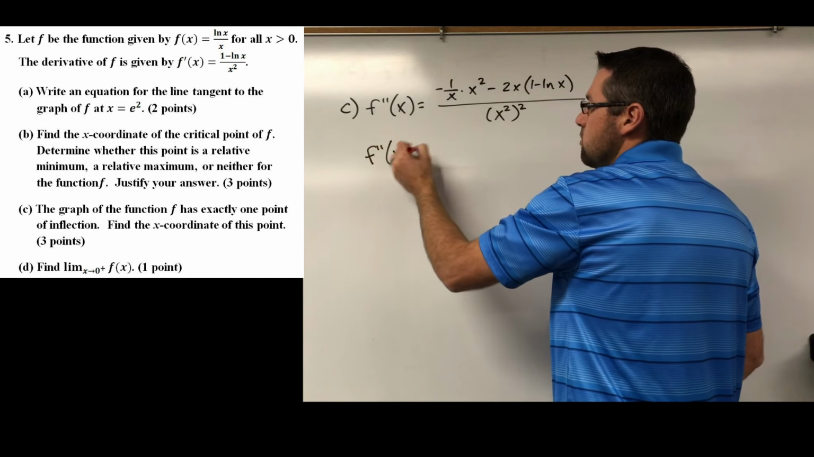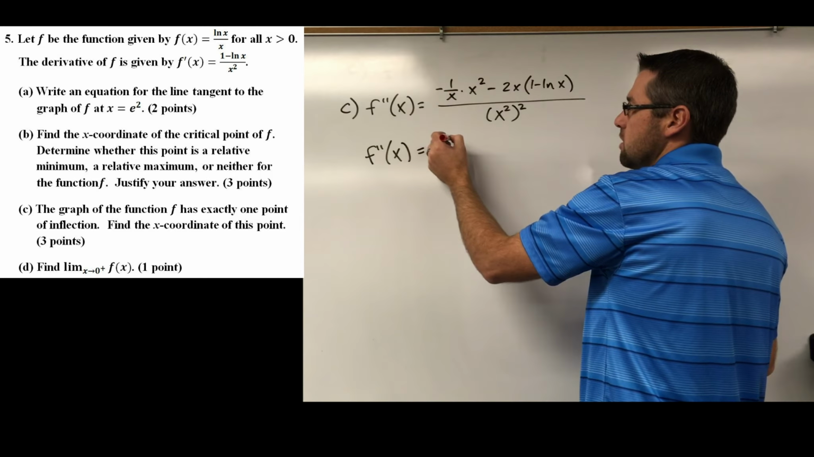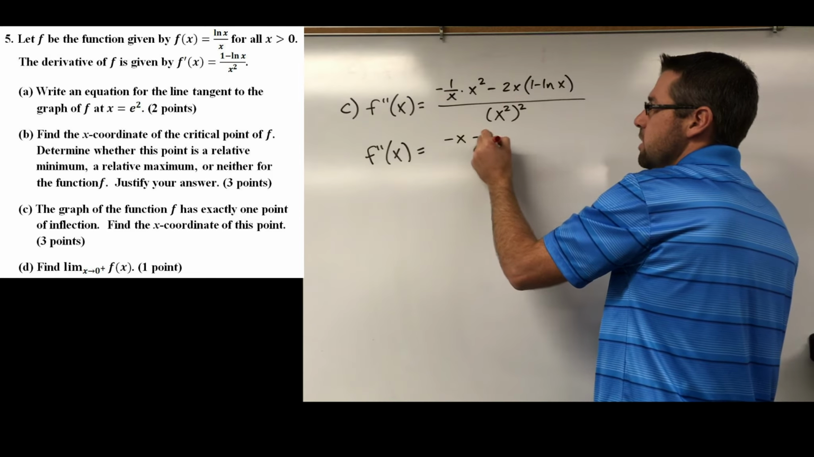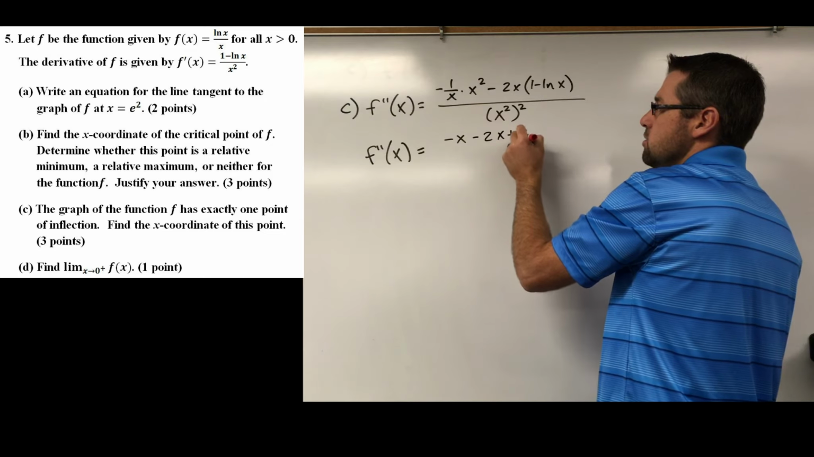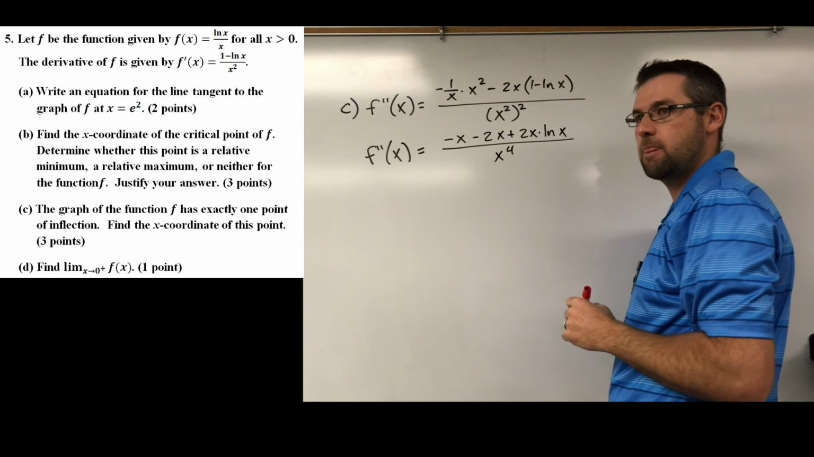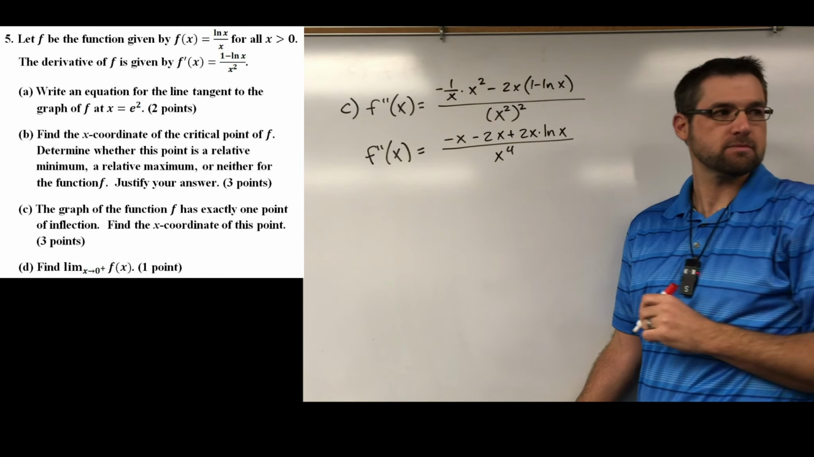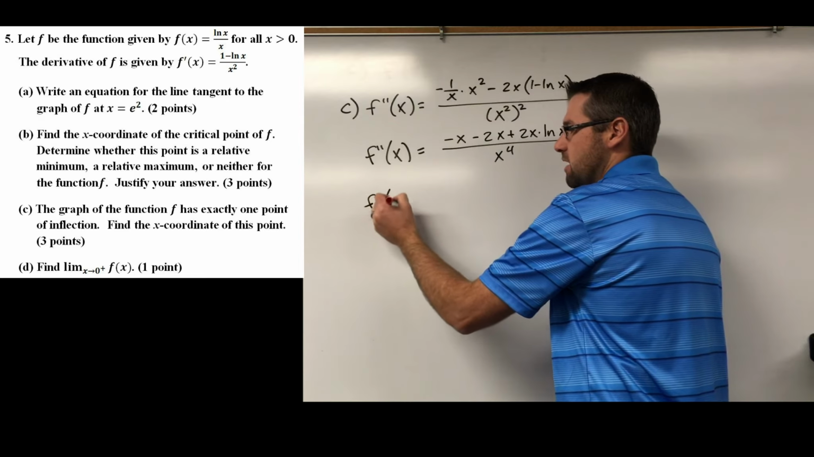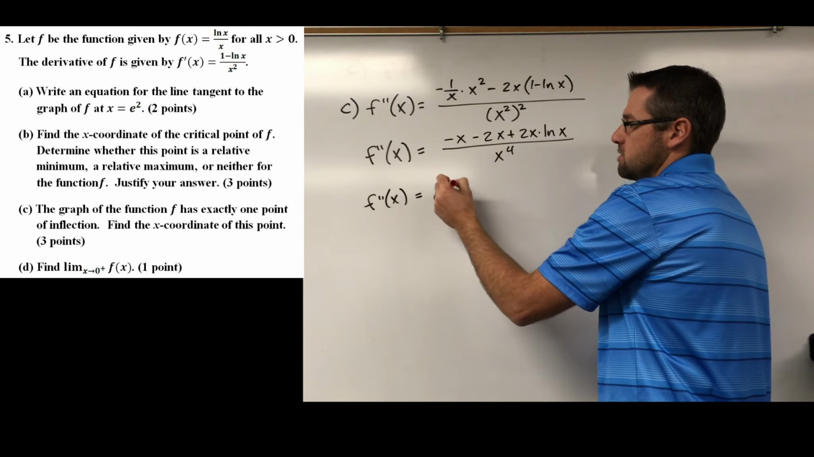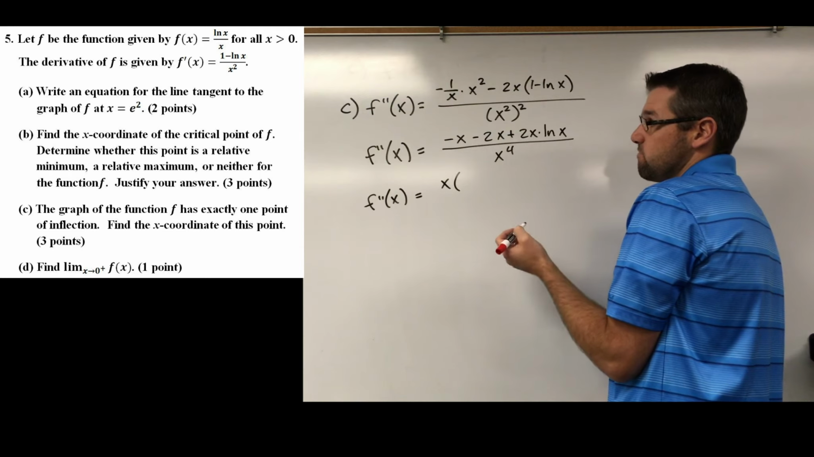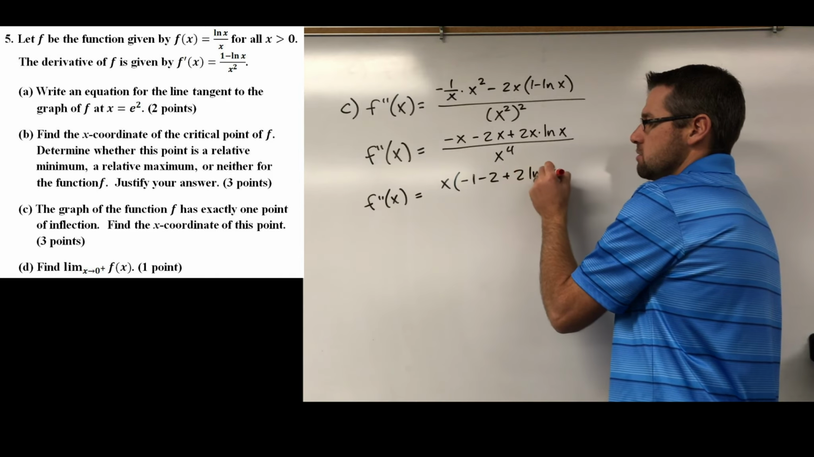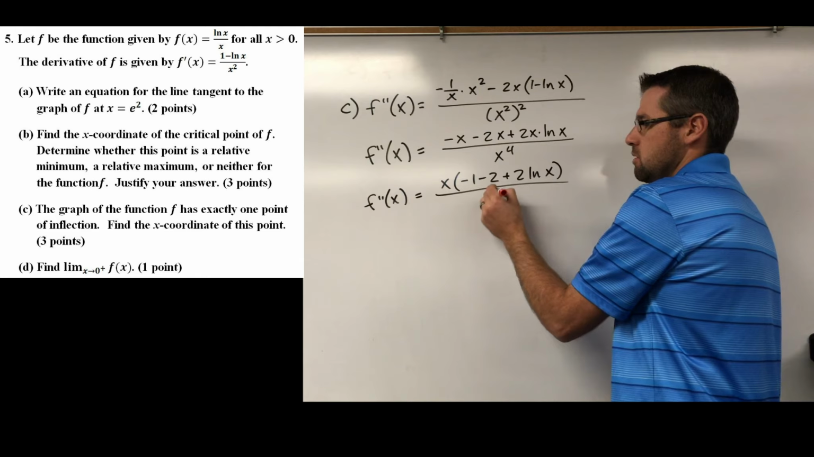So f double prime of x equals, simplify, the top becomes negative x, and I'll distribute this, so it'll be minus 2x plus 2x natural log of x, okay, all over x to the fourth. You guys okay with this? Okay, keep going. Got to keep simplifying. Simplifying is better than not. So, yeah, we can factor out an x, so we end up with x times negative 1 minus 2 plus 2 natural log of x, all over x to the fourth.